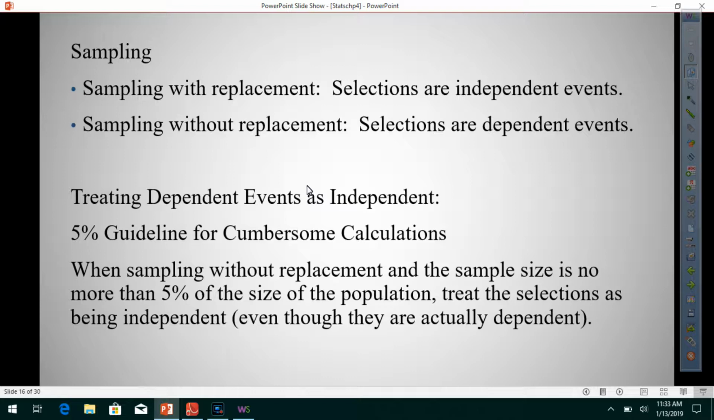If you have a very large sample, or let me read this. When sampling without replacement and the sample size is no more than 5% of the size of the population, treat the selection as being independent, even though they are actually dependent. And we'll do an example.